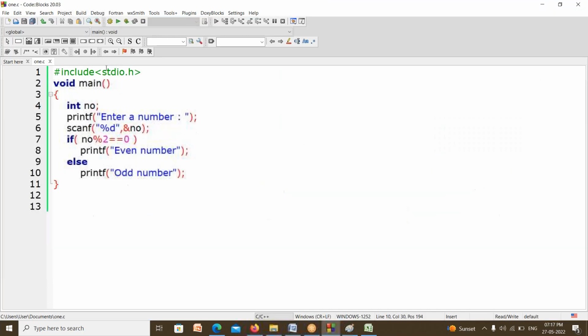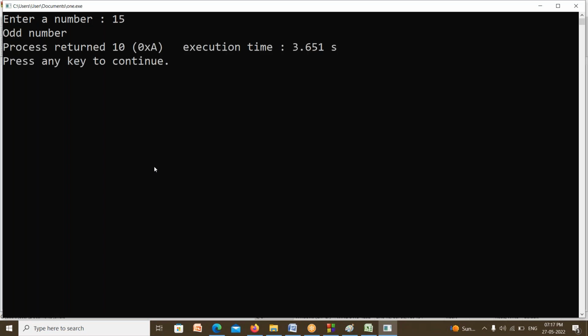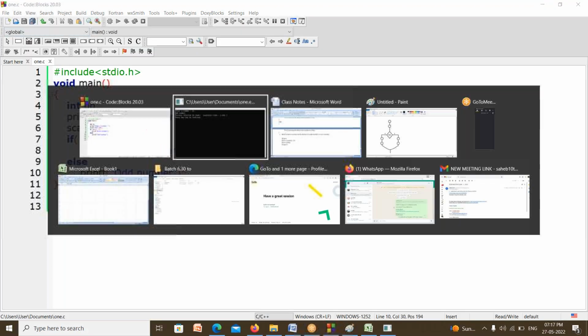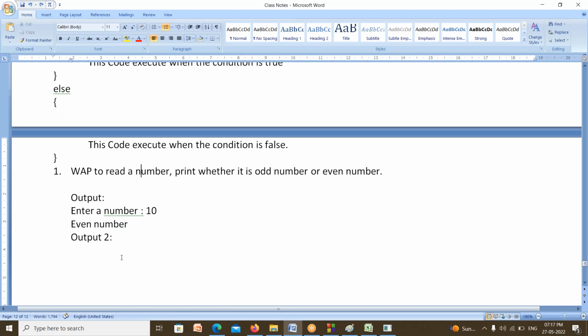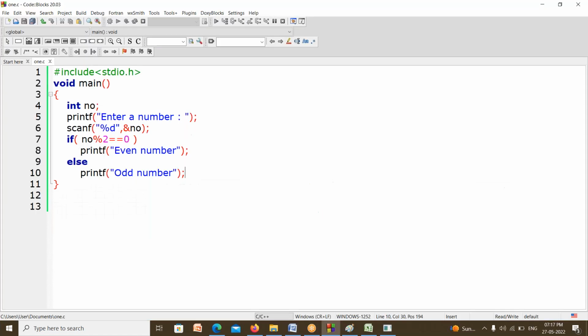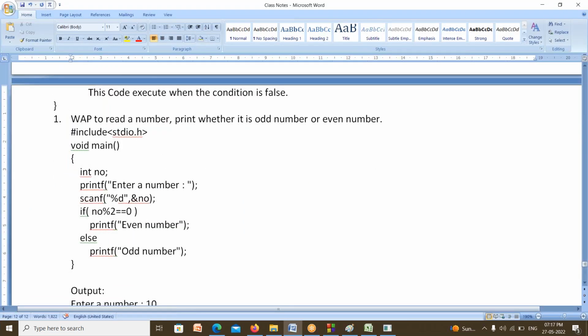Output 2. I will run this program again. Now I am running this program. It is asking to enter a number. My number is 15. It is an odd number. See, odd number. In this way, you can test whether the given number is odd or even. Now this is the program for this. Right. Note on this.